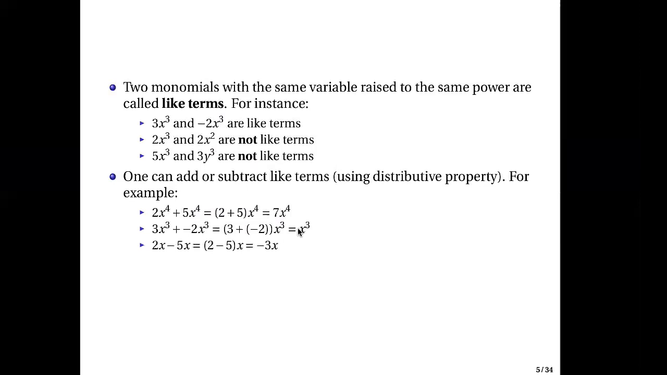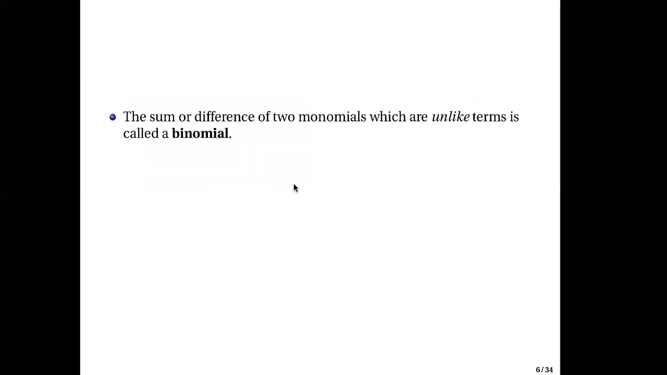Another example here, you have 2x minus 5x. So we will have 2 minus 5, times x, and we have here negative 3x. Okay? Now, we were able to add or subtract like terms. So what about those terms which are not like terms? Can we actually add them? Well, we can add them, but we will not be able to simplify them.